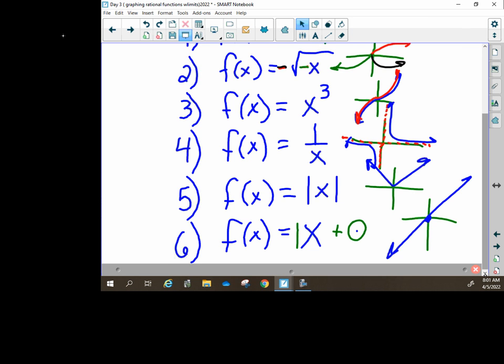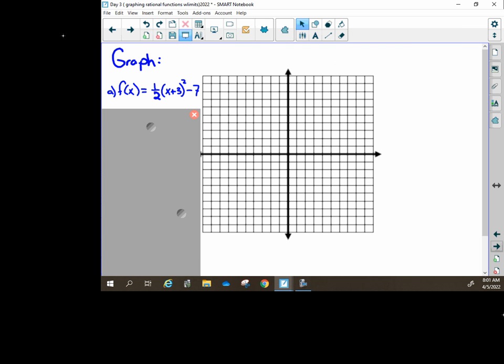Alright. So graph that. Maybe you might want to start using the graph side of your whiteboard here.